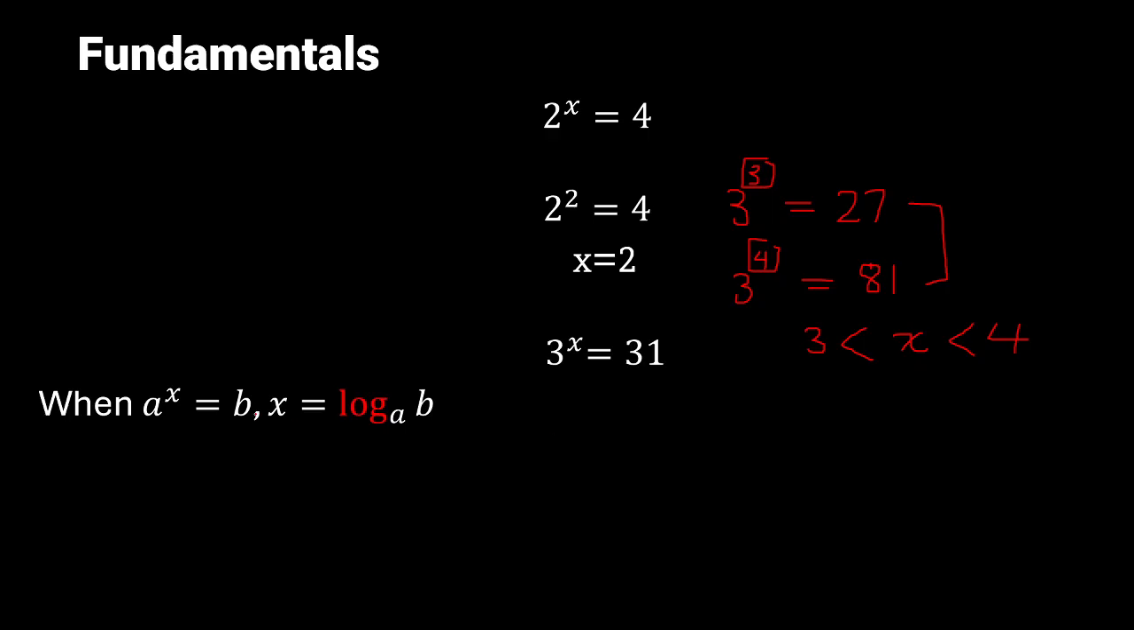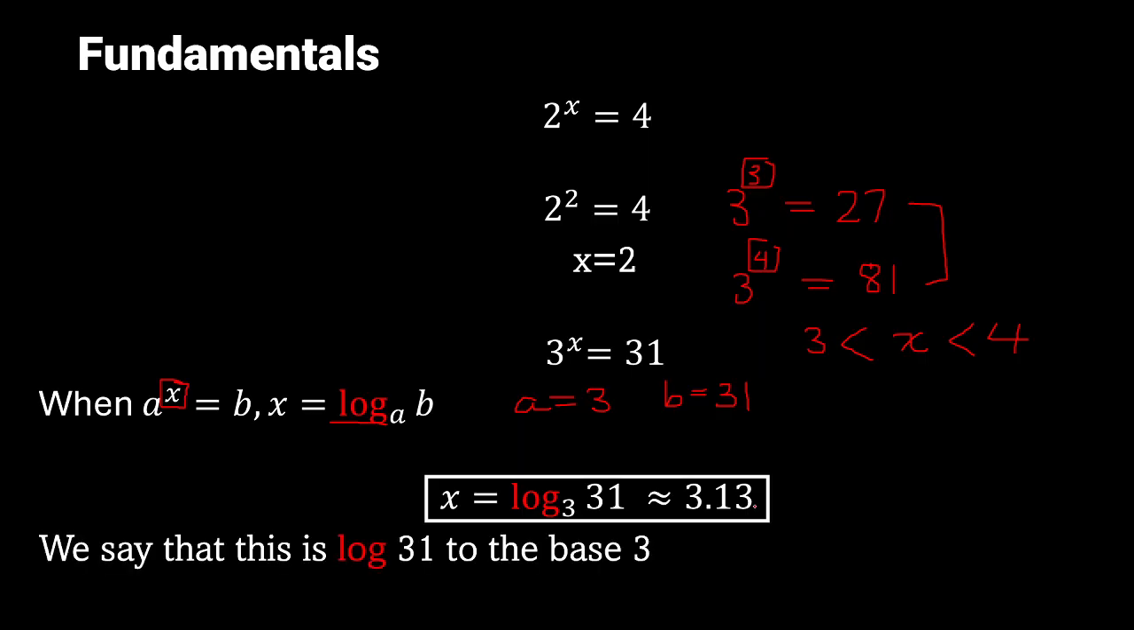When a to the power of x equals b, to find the exponent which a is raised to, you can use the function log, and log b to base a gives you the exponent a is raised to. Using that example, a is equal to 3 and b equals 31. If we were to write it down in this state, we would get x equals log 31 to base 3, which is approximately 3.13 to 3 significant figures. And that's exactly how you solve a question regarding logarithms.